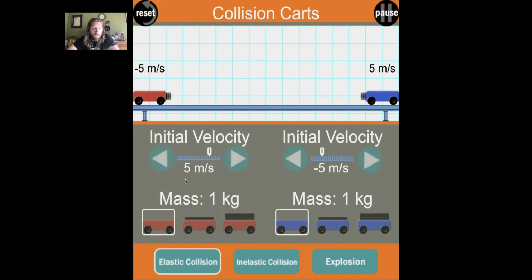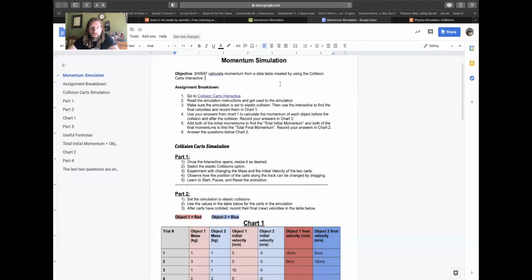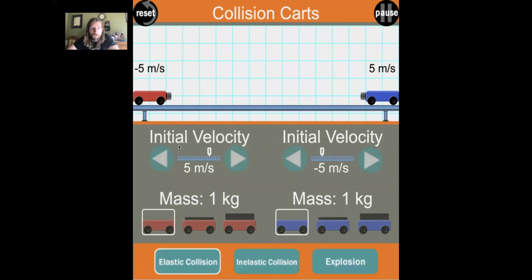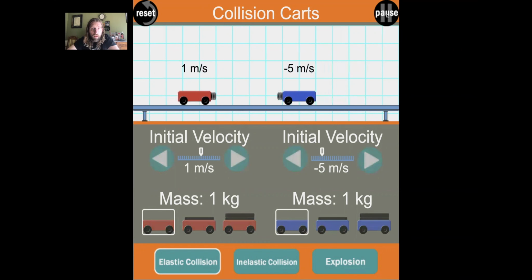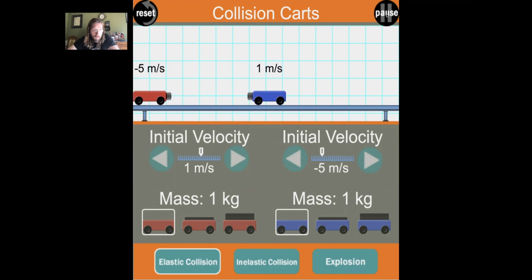Change some more variables. The first part of this assignment is simply to play around with the different variables and just watch what happens. So you can go back here, hit reset. Maybe I turn it to 1 meter per second and -5, and let's see what happens. They collide, boom, and you see a result. You can play with that for a little while until you get used to using it.